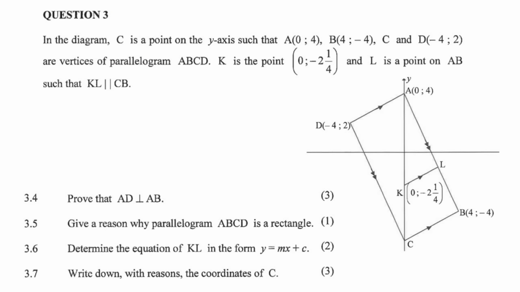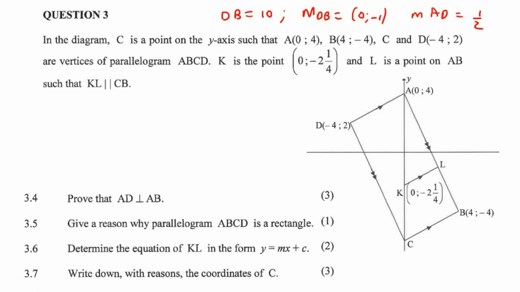What we have already calculated in previous questions was that the length of DB was 10. We found that the midpoint of DB was 0 and -1. And we found that the gradient of AD was a half. Now the next one, 3.4, prove that AD, which is this one, is perpendicular to AB.